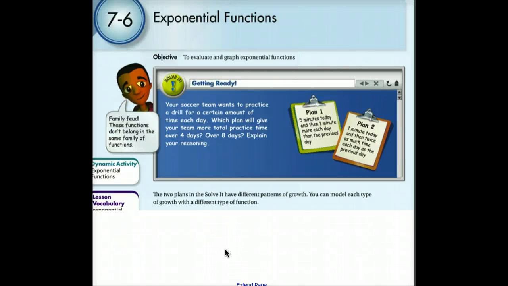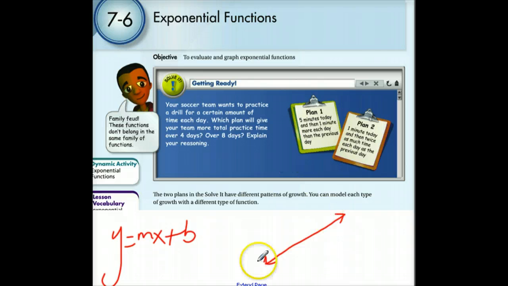Lesson 7-6 is titled Exponential Functions. Alright, a real quick review. During the chapter when we talked about types of functions, we talked about a linear function. And a linear function we could write in the form y equals mx plus b. One thing we knew about linear functions is they always produced a straight line.